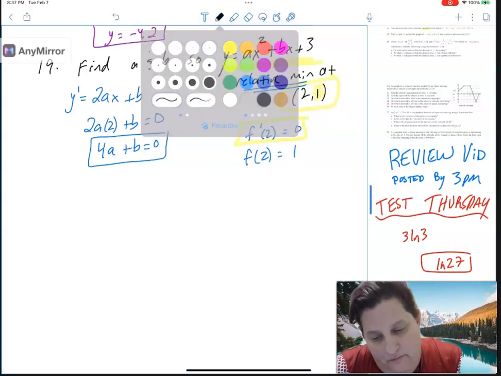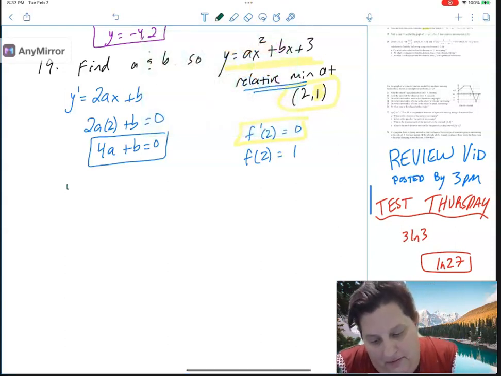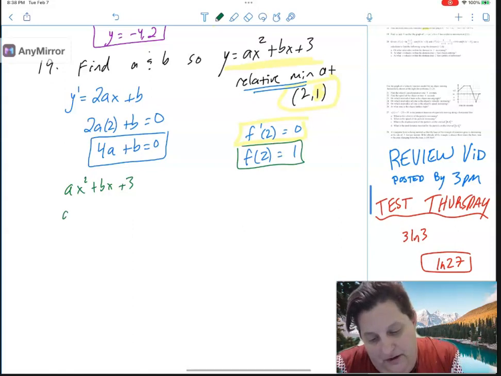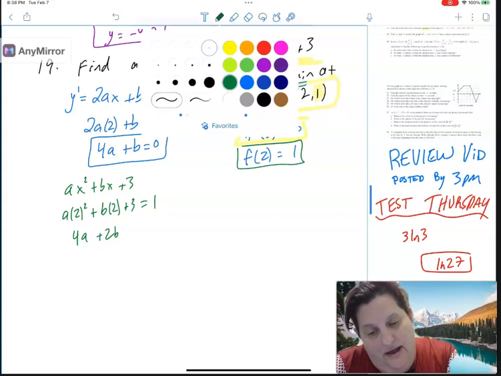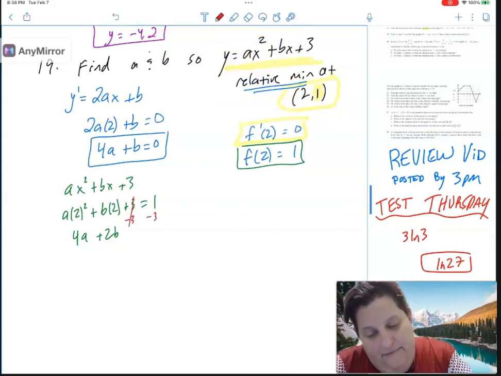Now, y double prime. Nope, not y double prime. What am I doing? I don't have any information about the second derivative. Regular y is ax squared plus bx plus 3. And what this tells me is if I plug in 2, I should get 1. So a times 2 squared plus b times 2 plus 3 is 1. So 4a plus 2b, I'm going to go ahead and subtract this 3 over, gives me negative 2.